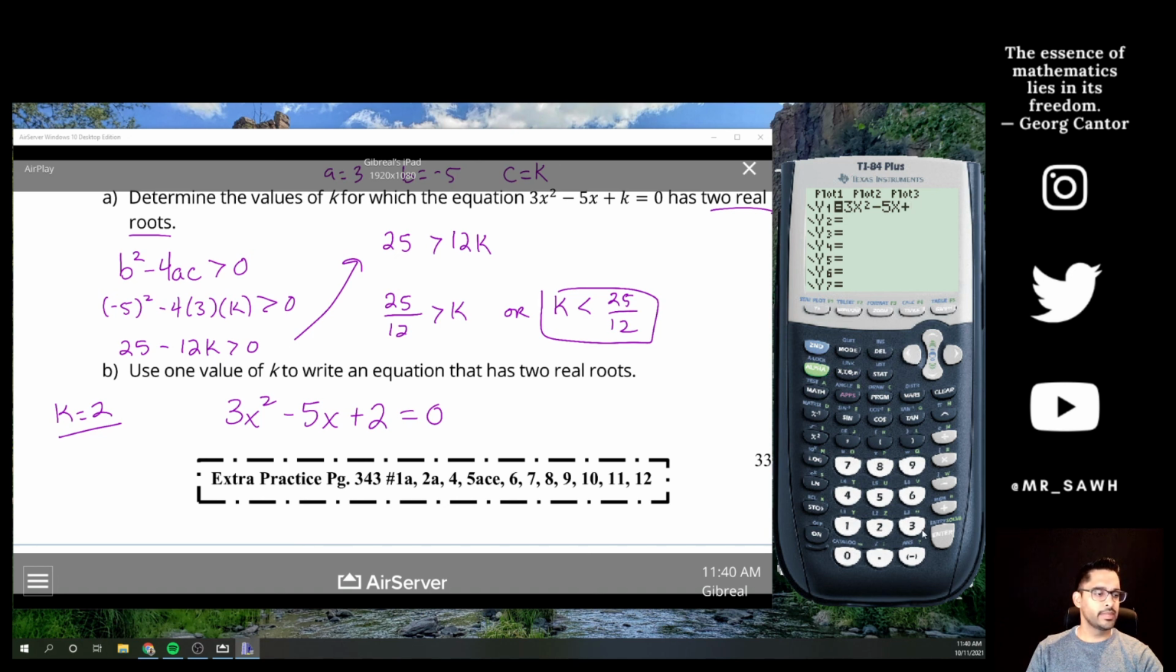Oh, no. What am I doing? If 25 over 12 makes it 0, 2 is less than it. Let's pick a number that is bigger than this, so 3 is right. What you'll see is no x-intercepts, the other case.